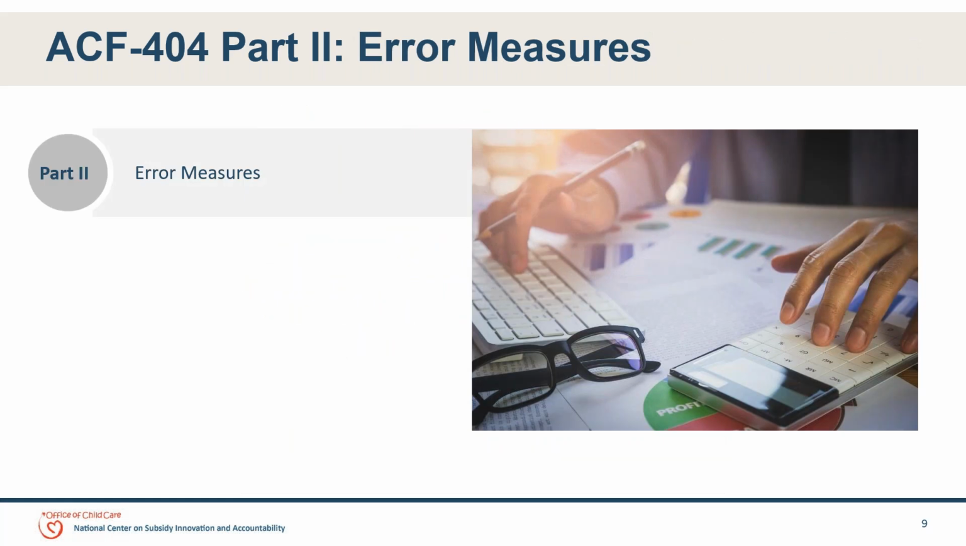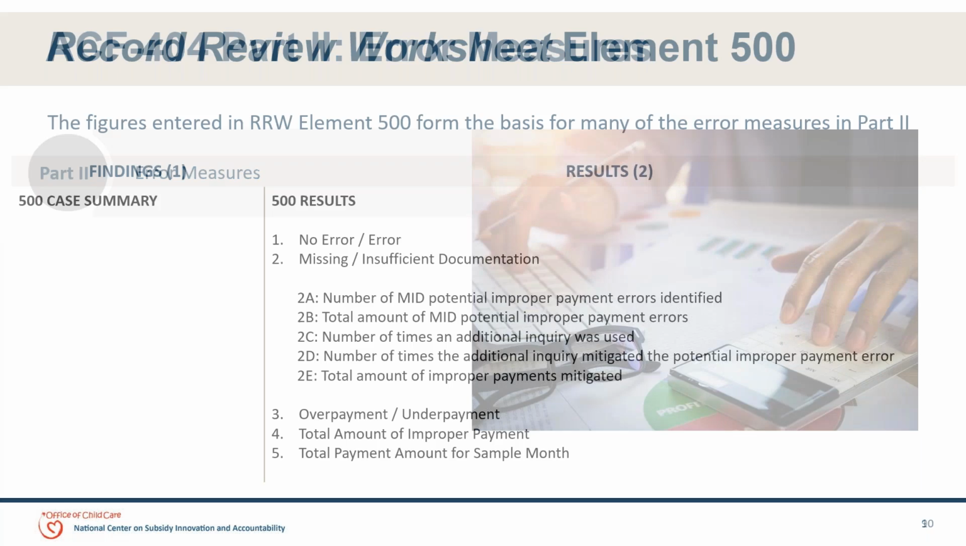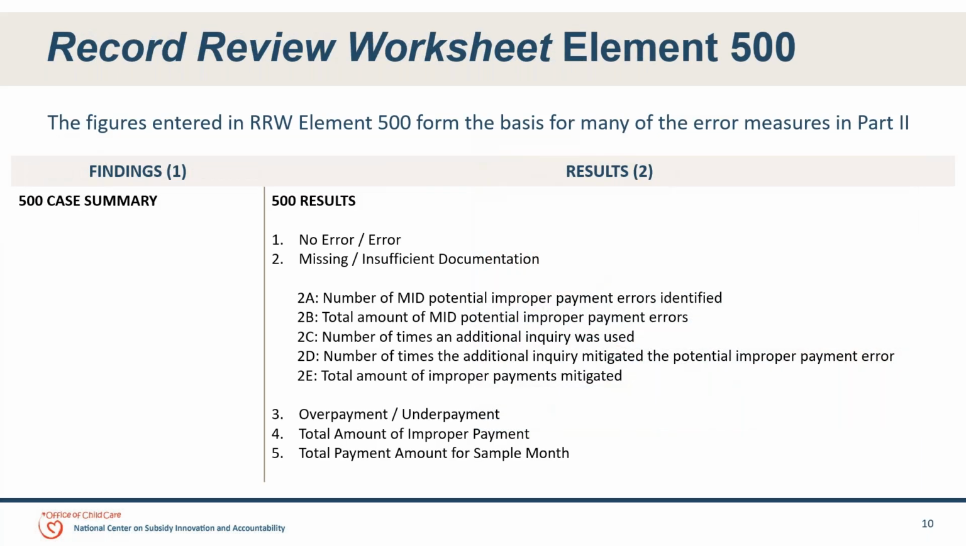All right, so that's part 1. It's pretty straightforward. So we're going to move on to part 2, which is our error measures. And before we start diving into the items in part 2 of the 404 report, I want to take a step back and show you one of the elements that's in the record review worksheet.